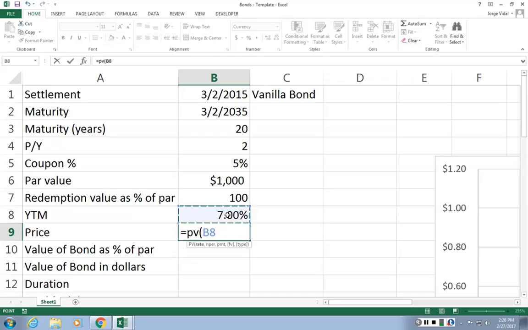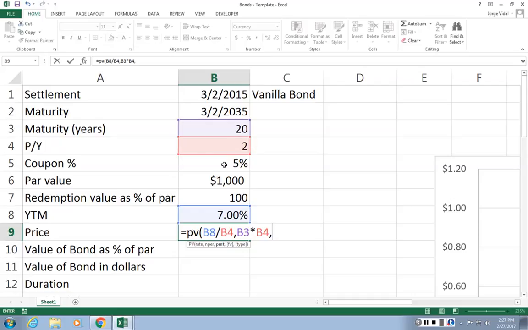Now, so we can be flexible. This is a semi-annual bond. So when you do semi-annual bonds, what do you have to do to the rate? You have to divide it by 2. So I'm going to do the YTM divided by the PY right there. So that if you make it an annual bond, then you make the PY equal to 1. Okay? And then I put comma, and then NPER, number of periods, that will be how many? 20 times the PY. So it will be B3 times B4, comma, payment. What is the payment on this bond equal to?